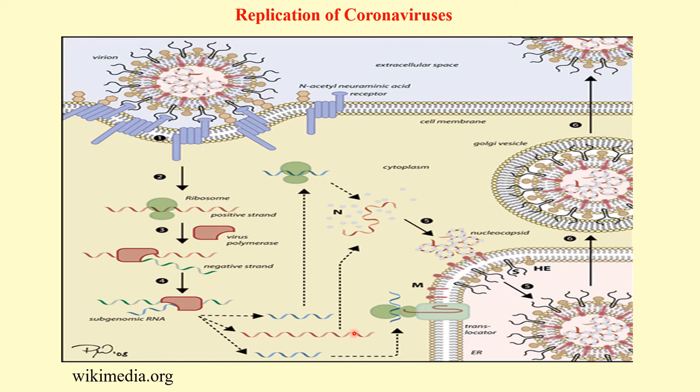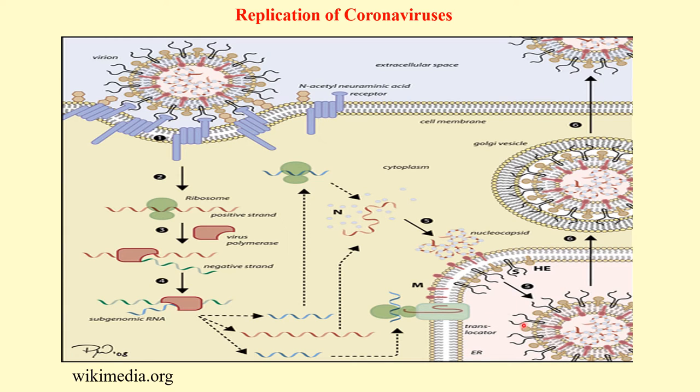Some of these positive RNA will be translated into S protein. This S protein, which you see here like a black clip, will insert itself into the inner membrane of the endoplasmic reticulum. So this is the S protein. Also, some of this positive sense RNA will be translated into the HE protein, and it will insert itself as well into the inner membrane of the endoplasmic reticulum.